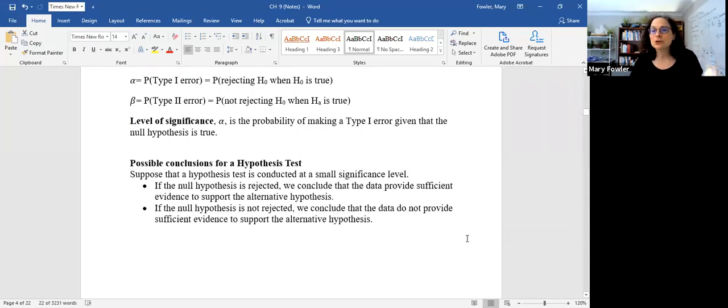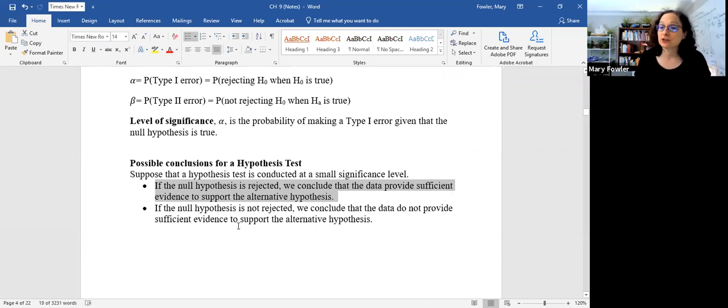And possible conclusions from our hypothesis test, right? So we have 2 possible outcomes, and then we need to be able to conclude in each case. So let's look at the situation we had on the whiteboard a moment ago, and that was that we decided to reject the null hypothesis. What we could say there then is, if the null hypothesis is rejected, we conclude that the data provides sufficient evidence to support the alternative hypothesis, okay?